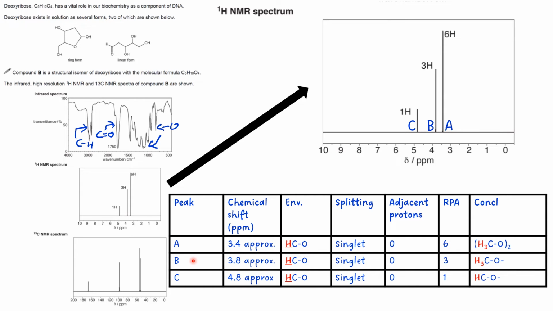We've got B, which is again HCO, again a singlet, again no adjacent protons. So that is your straightforward H3CO. You've also got HCO here, so the same environment all the way through, singlets again, only one in that environment, so that's going to be HCO. I haven't changed that from there to there because my RPA suggests there's only one hydrogen in that environment.